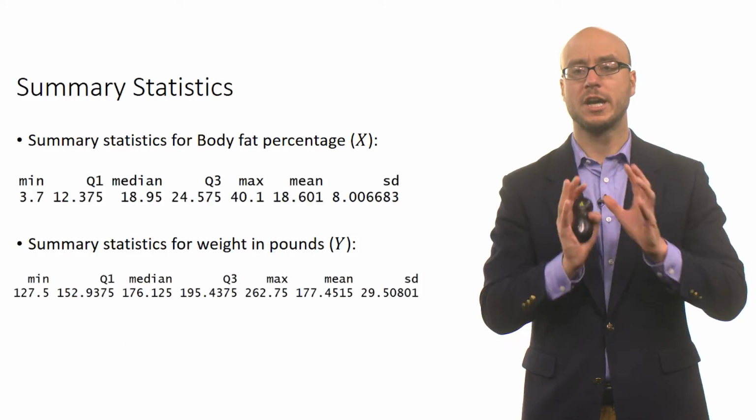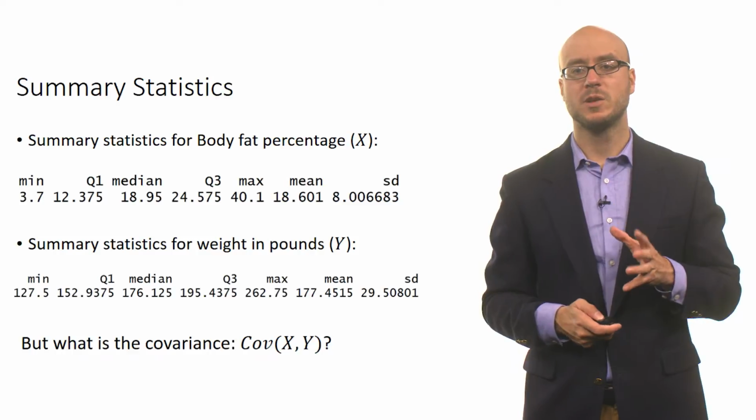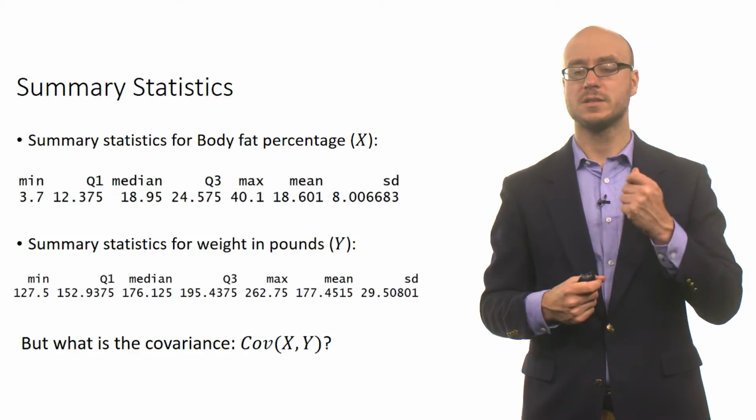But when we look at covariance, what we want to know is what's the covariance of x and y. We have the variance of x, we have the variance of y, but how do they covary together? How does x relate to y? How does the variability in x relate to the variability of y? That's what covariance is all about.